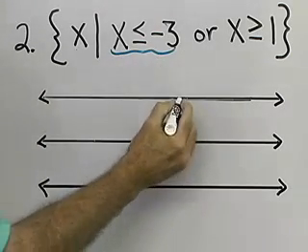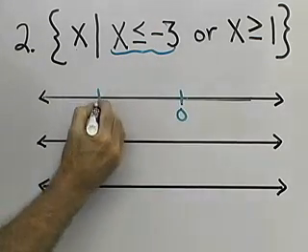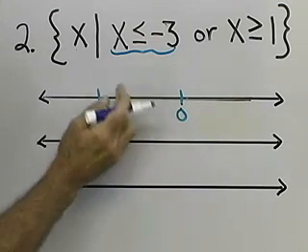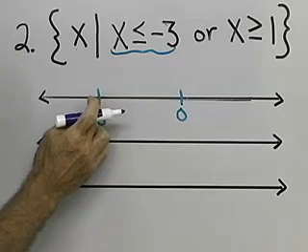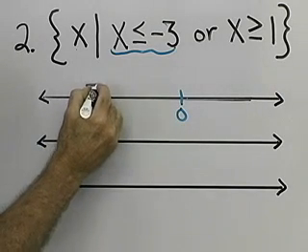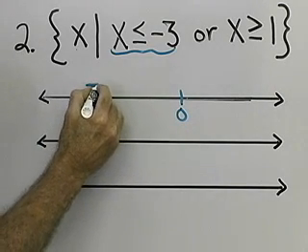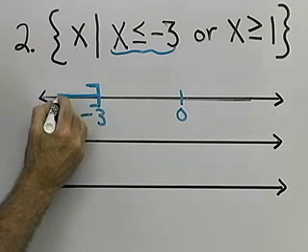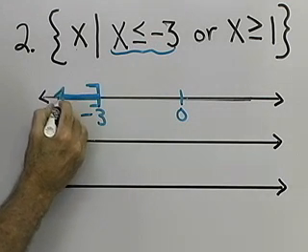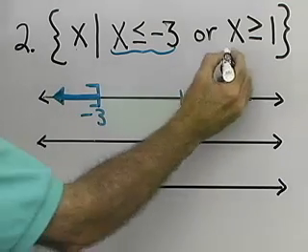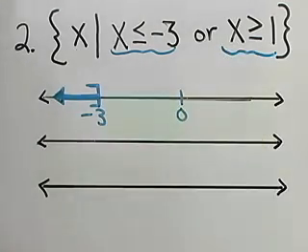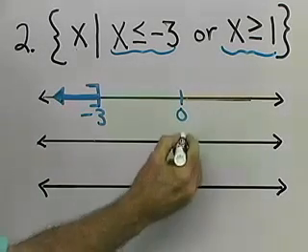To do that, I'm going to put 0 in. I'm going to put in -3. And then I want all the numbers that are less than or equal to -3. So I want to start at -3 and go on down. I'm going to use a bracket like this to show that -3 is part of the solution set. I'm going to color in all the numbers below that and put an arrow to show that it keeps going in that direction.